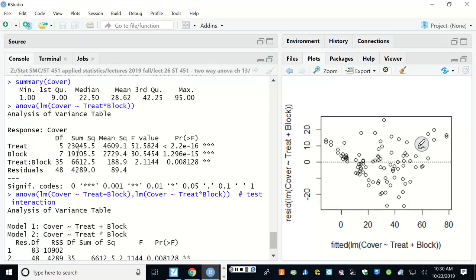The sum of squares treatment and sum of squares block, these first two rows, are the same as before. But now we have a sum of squares interaction. If you add those two together, you get about 10,900. The sum of squares residuals before is now broken into these two pieces. And the 83 degrees of freedom is broken into a pretty big degrees of freedom for the interaction and then the residuals.